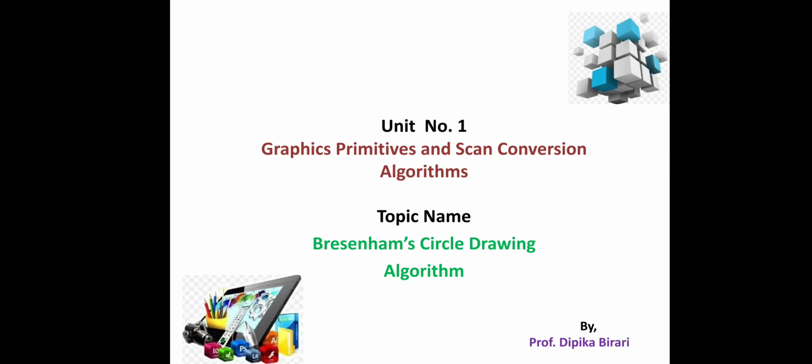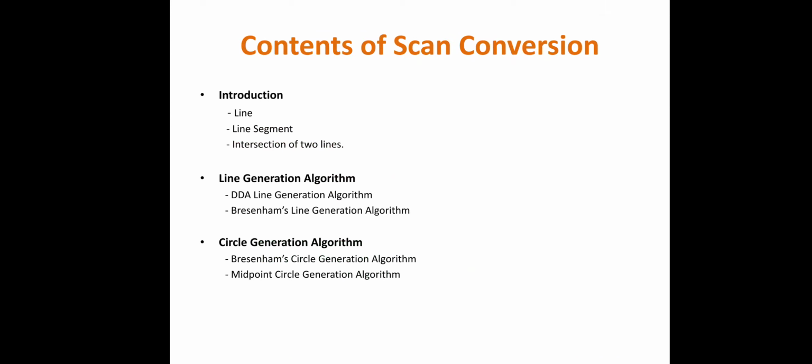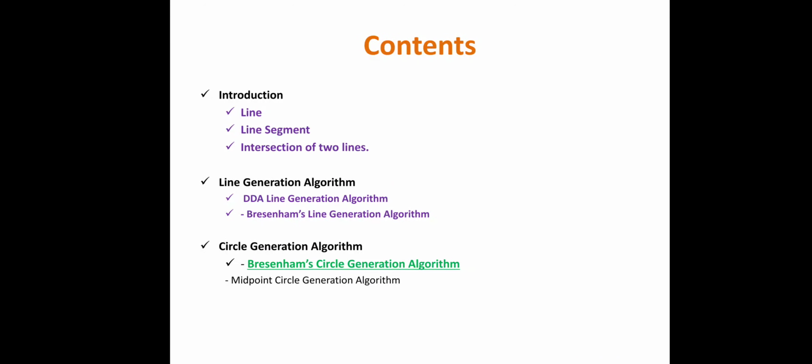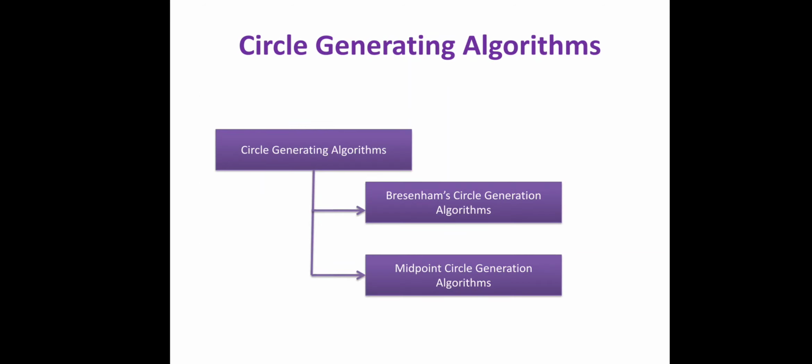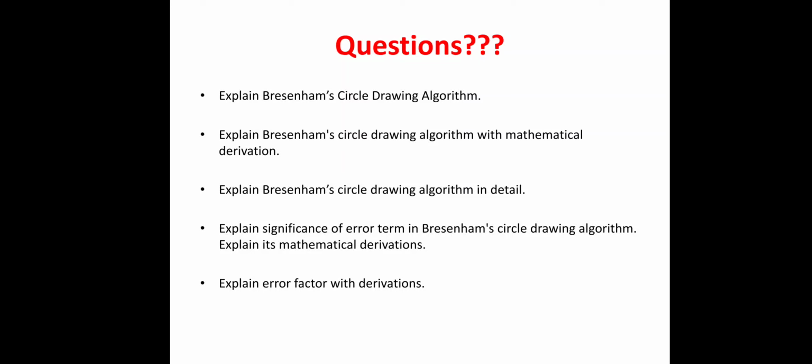Hello everyone. Today we will see the circle generation algorithm, from which we are going to see the Bresenham circle drawing algorithm. In the last lecture we saw the circle generation algorithm introduction. Now we will start with the Bresenham circle generation algorithm. These are the two types of circle generation algorithm, that is Bresenham's and midpoint. Questions on this Bresenham circle drawing algorithm can be like this. These are frequently asked university questions.